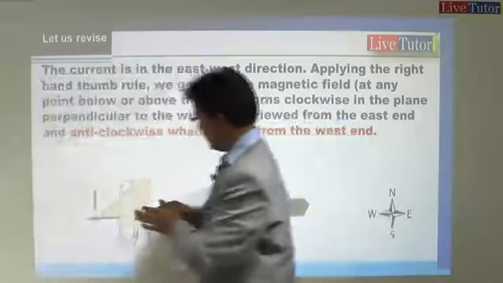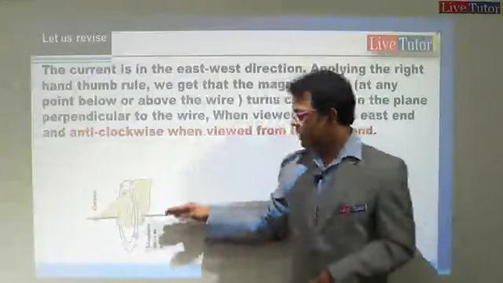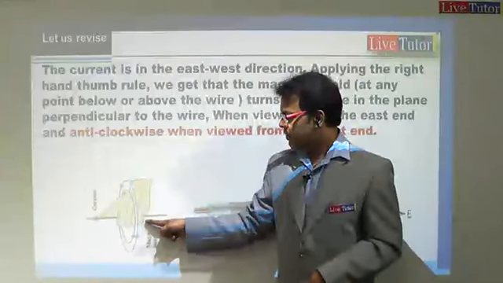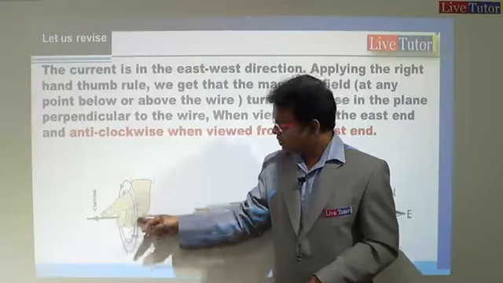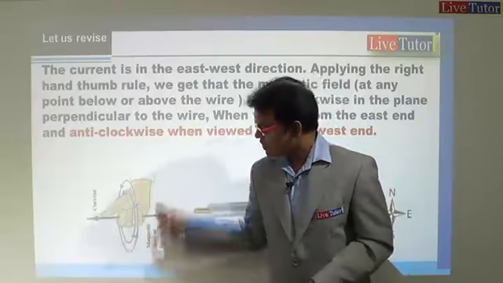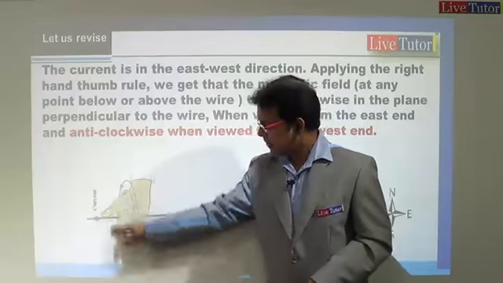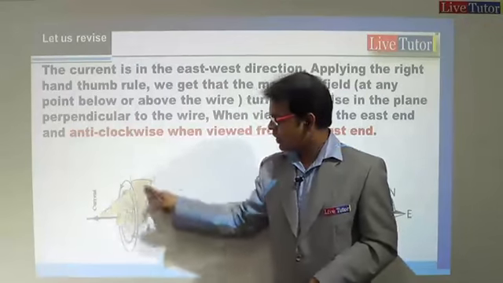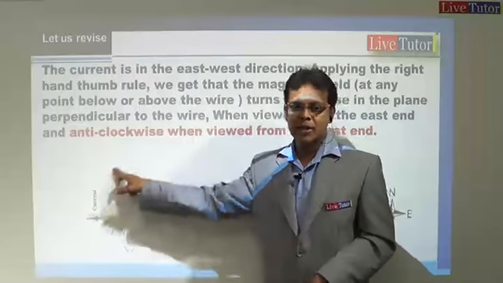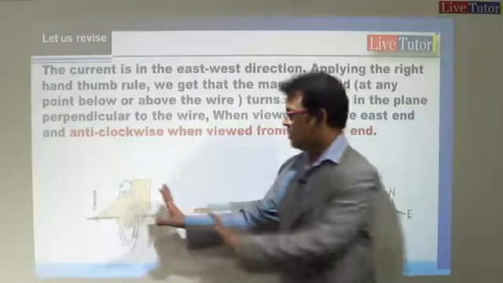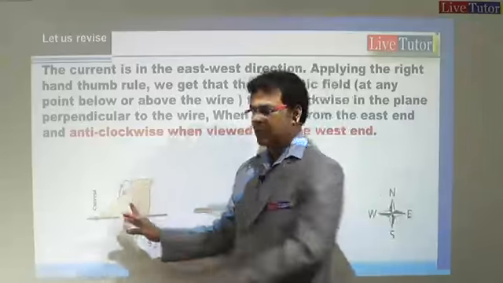So when you are seeing from this direction, from the east direction, you can see that the magnetic lines of force are in this direction, isn't it? So the curling fingers are showing this direction. So what is this direction in the clock? It is in the anti-clockwise direction. You have to keep the clock like this and watch, visualize.